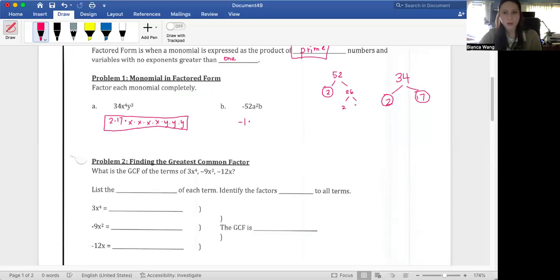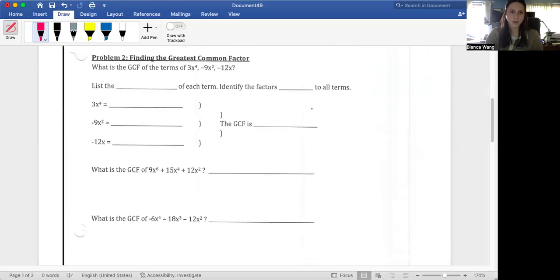2 times 13 is 26. So 2 is another prime, and 13 is a prime as well. So that means negative 1 times 2 times 2 times 13 makes negative 52. Then I'm going to break down the variables. That would be A times B. And that is the factor version of that monomial.